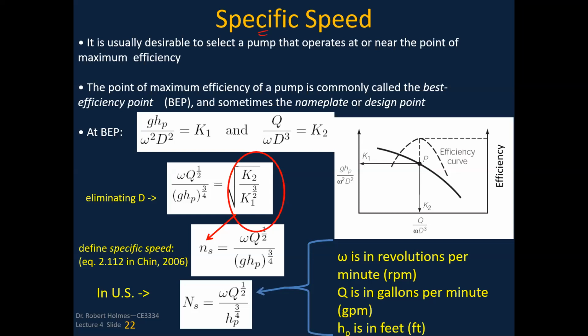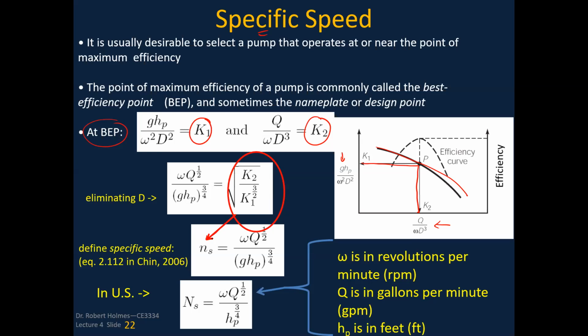As I mentioned to you, we look at this best efficiency point and we get this value of K1 and K2, and again we've plotted the head coefficient versus the discharge coefficient here. And if we do a series of examinations of this K1 and K2, if we look for these points where they're best efficient, we can call the ratio of those the specific speed.